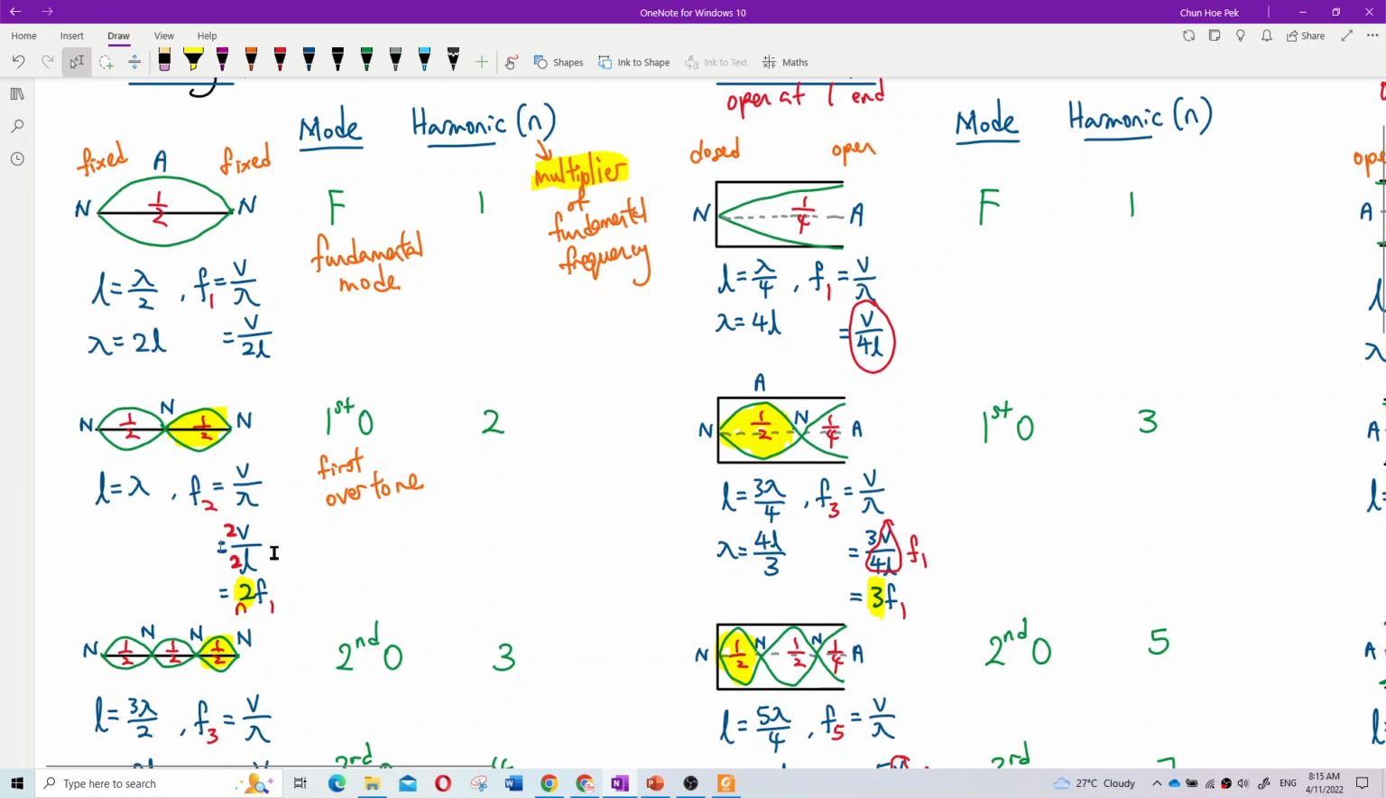Can you see the similarity? This part, v over 2L, is the same as above. So we substitute v over 2L with F1. So now we get what? 2 multiplied by F1. So how many times is F2 compared to F1? How many times?